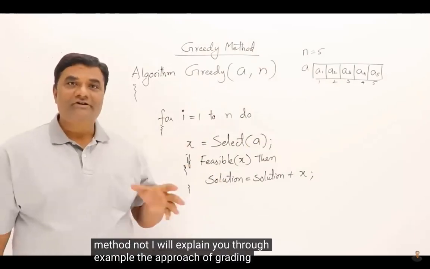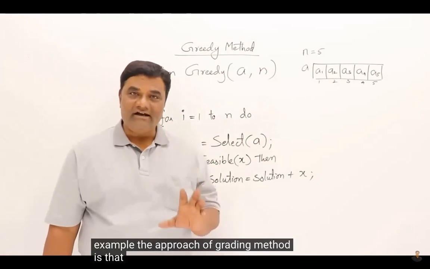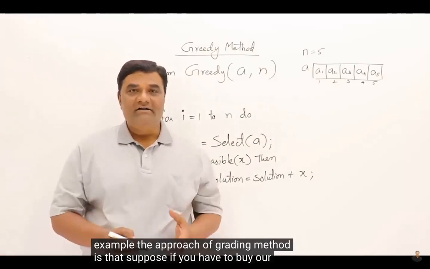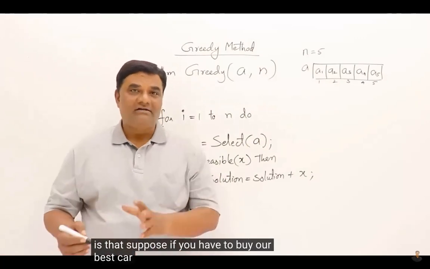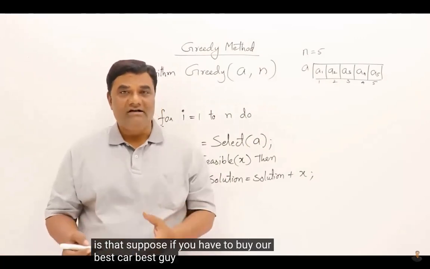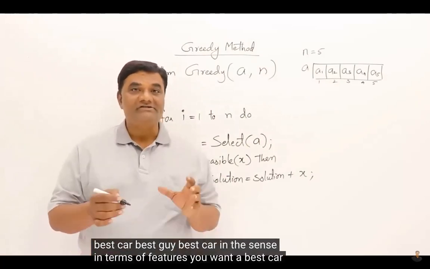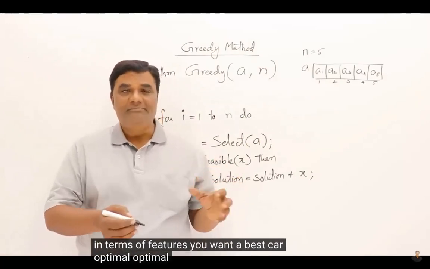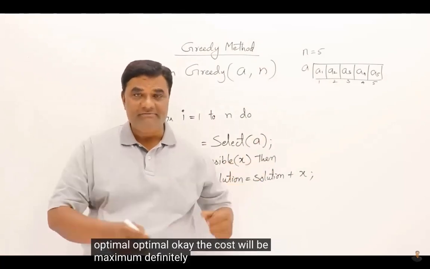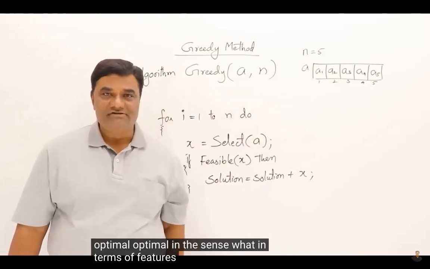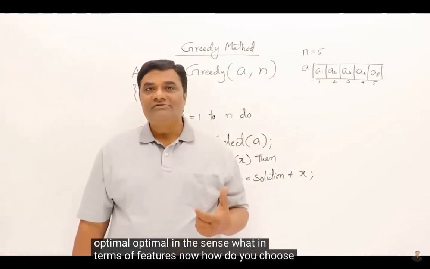The approach of greedy method is that, suppose you have to buy a best car, in the sense in terms of features, you want a best car, optimal. Okay, the cost will be maximum definitely. But you want optimal in the sense of features. Now how do you choose a best car?